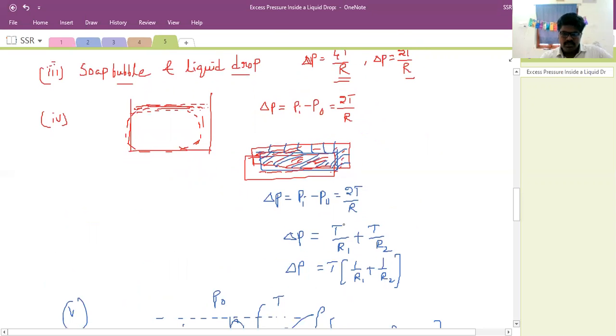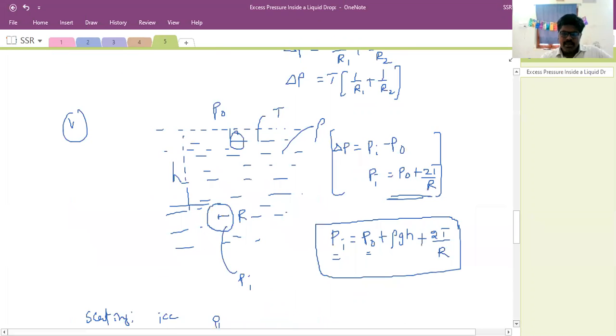Next, for a thin film formed between two glass layers, if there is a curved surface of radius R, then the excess pressure is again 2T by R. If there are two curved surfaces, you can write T by R1 plus T by R2, that is T into 1 by R1 plus 1 by R2. Next, if an air bubble is at a depth h from the free surface of the liquid, the inside pressure Pi is equal to P naught plus rho gh plus 2T by R. Rho gh is the pressure due to depth, P naught is the atmospheric pressure, and 2T by R is the bubble pressure.